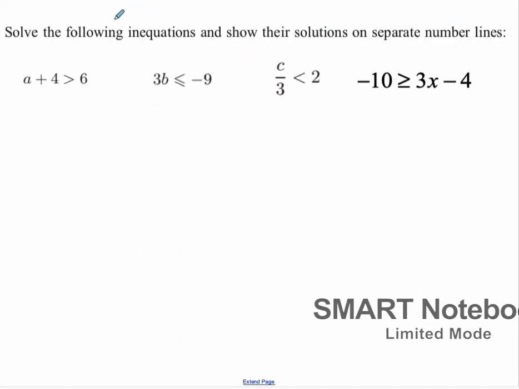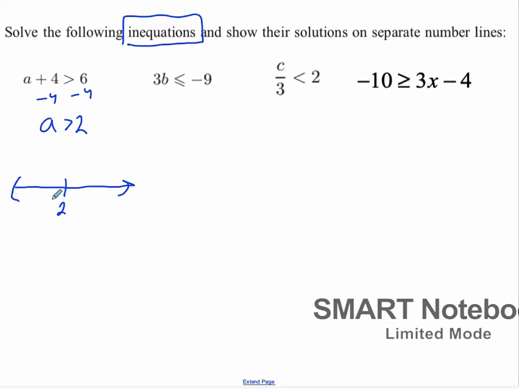Okay, next we're going to solve a few inequalities, or inequations as they're sometimes called, and show their solutions on number lines. So we'll do that in a second. They work very similarly to equations. You can subtract 4 from both sides of this inequality. We have a is greater than 2. That means a is not just one number, it could be any number that's greater than 2. So we can represent that with a number line.